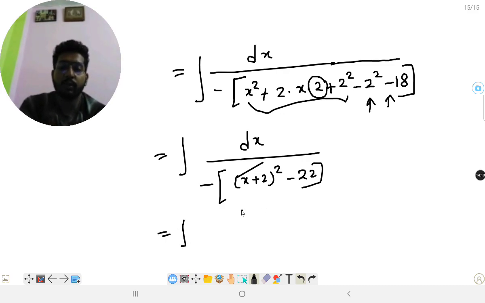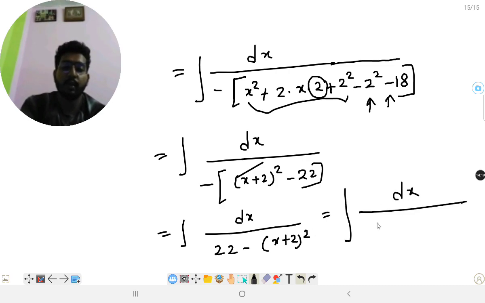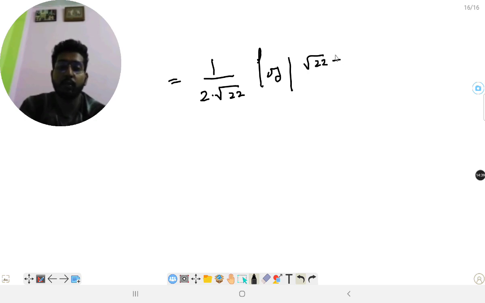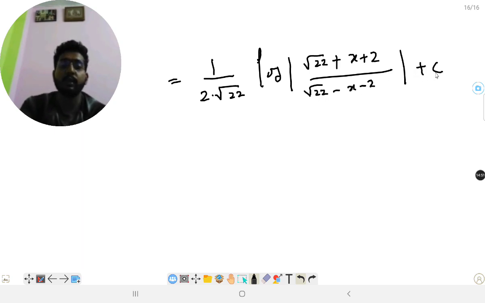Now if the minus goes there, it will become 22 minus (x plus 2) whole square. Now 22 can be written as (root 22) whole square, like this, and (x plus 2) whole square. Now this is a formula, integration of 1 by a square minus x square. Now what is the formula? 1 by 2a log mod (a plus x) by (a minus x), that means (root 22 plus x, that means x plus 2) by (root 22 minus x, minus 2), like this. Plus c, so that will be the answer.